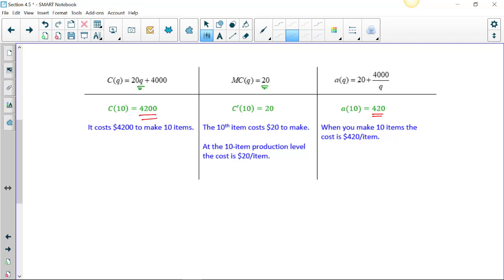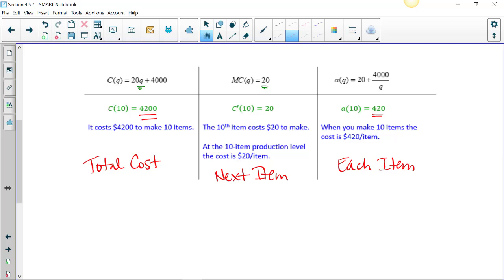Okay, so let's talk about the differences between these. This calculates the total cost. Marginal cost is basically what's the cost to produce the next item. And average cost is what's the cost to produce each item. So understanding the difference between those is important.